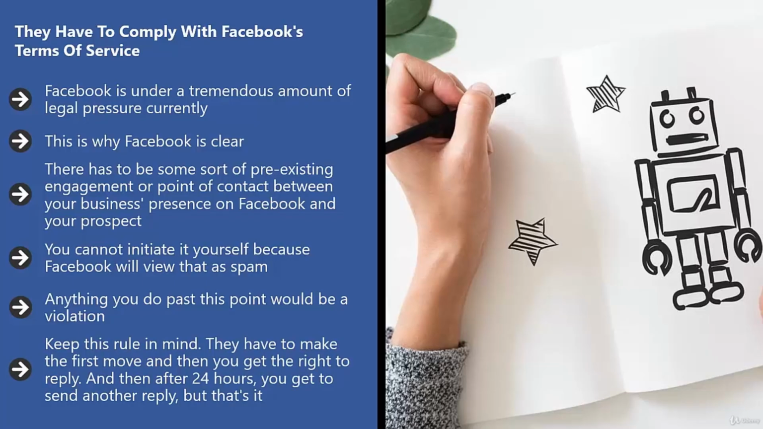And then, after 24 hours, you get to send another reply, but that's it. At this point, they have to keep contacting you for you to keep sending them messages. This might seem pretty straightforward, but if you're looking for a more robust or aggressive way of engaging with your customers, this term of service limitation is quite a hefty one.